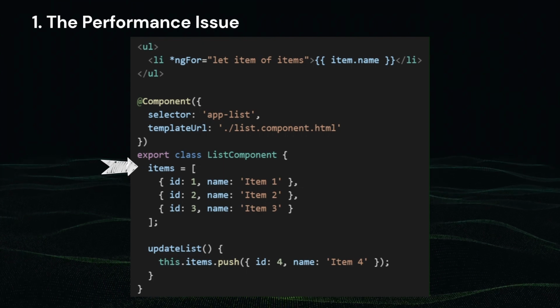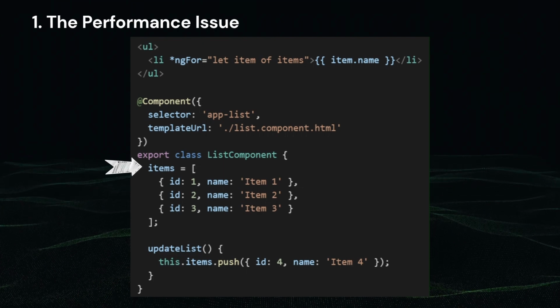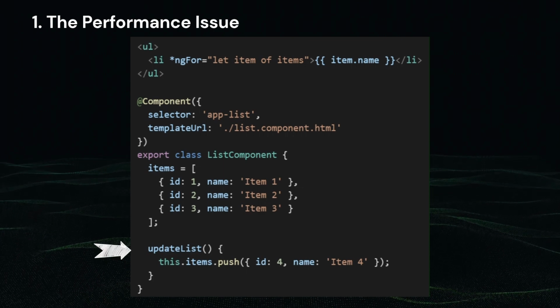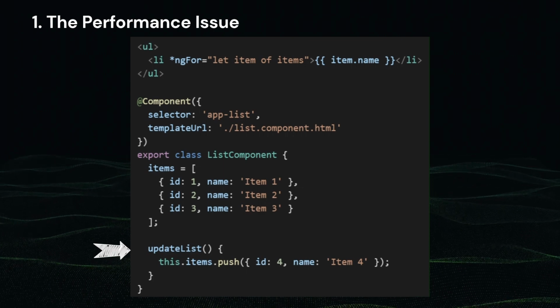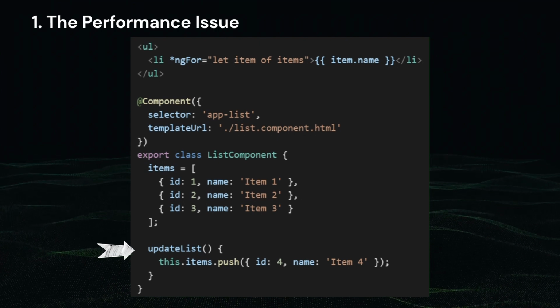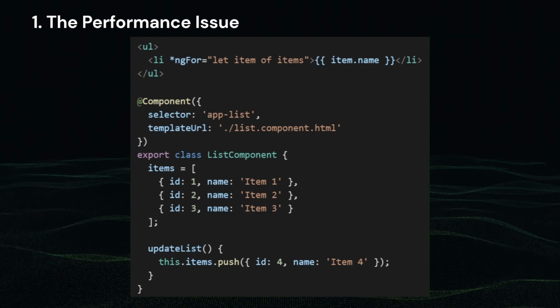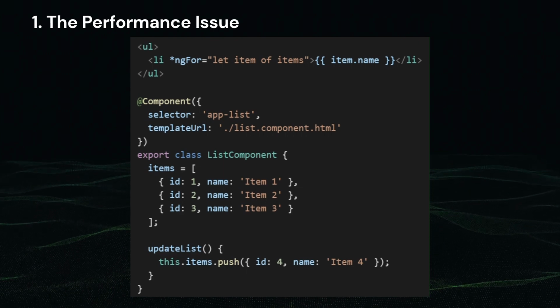The items array initially contains 3 objects. When updateList is called, a new item is added to the array. Since Angular doesn't track objects efficiently in ngFor, it re-renders the entire list instead of only appending the new item.